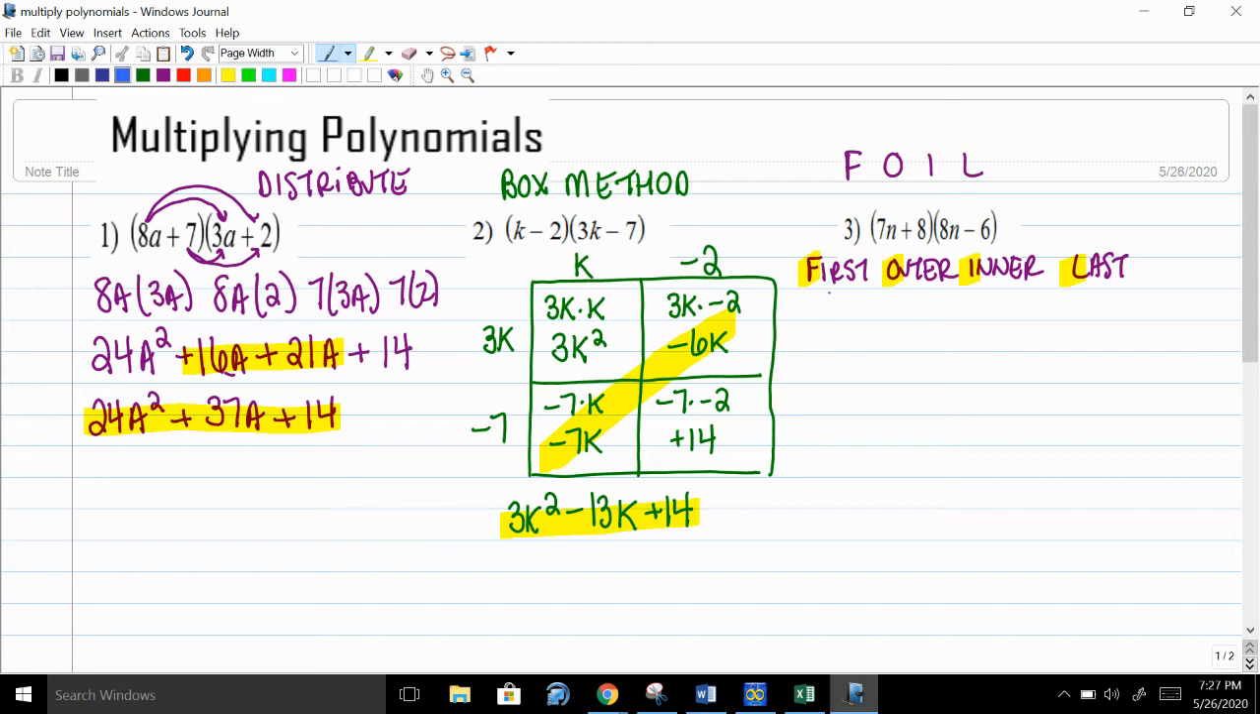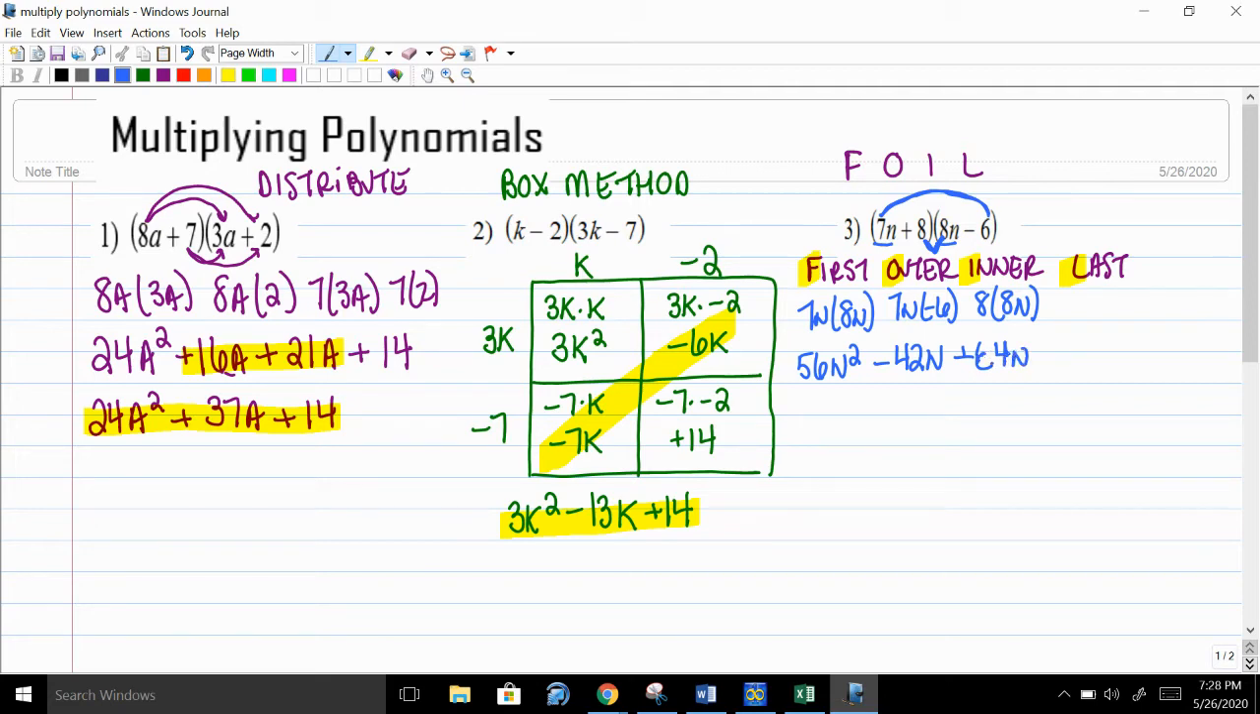So your first, the F, which stands for first, is the first term in each binomial. 7n times 8n, which would be 56n squared. The outer are the outside terms, the 7n and the -6, which would be -42n. The inner are your two inside terms right here. 8 times 8n, which is positive 64n.